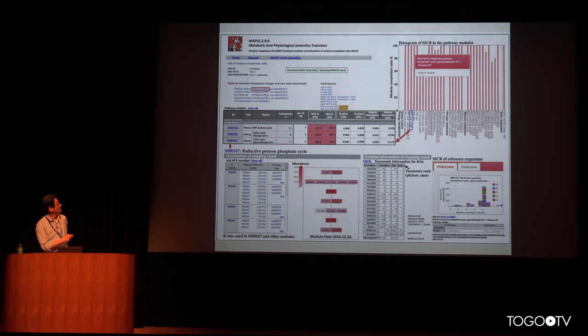So this is a brief summary of the MAPLE system, and you can see the module completion ratio like this, and you can list the module completion ratio and other Q values and so on. And for each module, you can see how abundance is mapped, and you can also see the species breakdown of these modules.